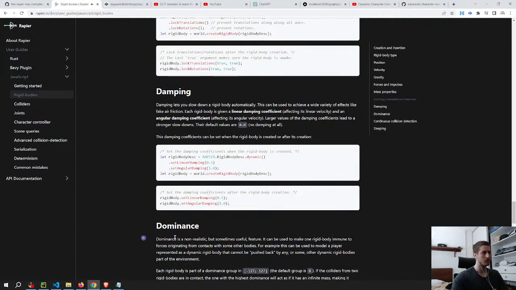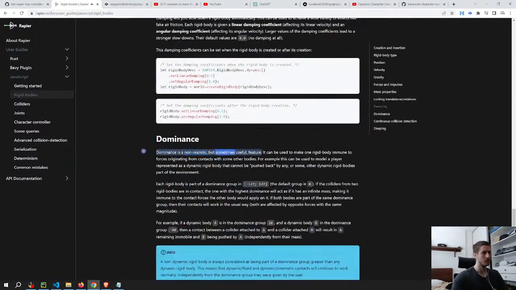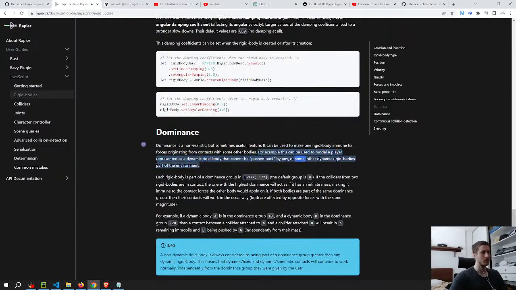Set the damping coefficients when the rigid body is created. Let rigid body DSE equals rapier rigid. Dominance is a non-realistic, but sometimes useful feature. It can be used to make one rigid body immune to forces originating from contact with some other bodies. For example, this can be used to model a player represented as a dynamic rigid body that cannot be pushed back by any other dynamic rigid body part of the environment.